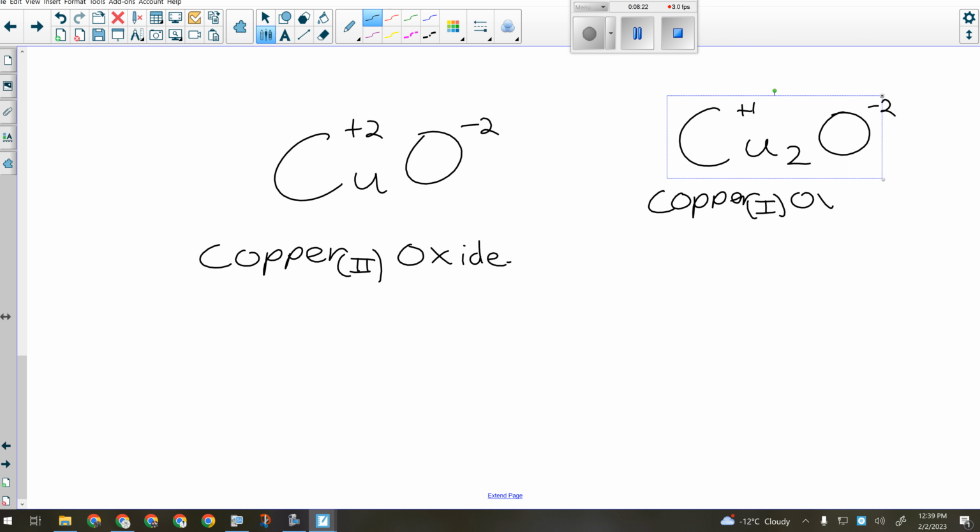Right, so now this stuff would be copper 1 oxide. Okay. So we have to put a Roman numeral in, and we have to figure out which Roman numeral to put in it. Right, and that's how we do it.